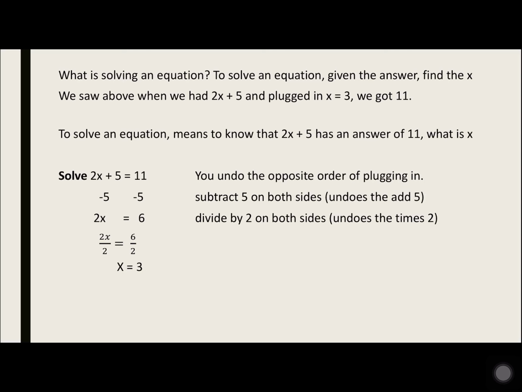You undo in the opposite order of plugging in. When we plugged in, the last step was to add. So we'll subtract 5. When you subtract 5 on both sides, the plus 5 minus 5 cancel, so you have 2x. On the right, 11 minus 5 equals 6. Now we're going to divide to undo the multiply. 2x equals 6, divide by 2 on both sides. 6 divided by 2 equals 3. On the left side, the 2's divide out. Your final answer is when you get x by itself.